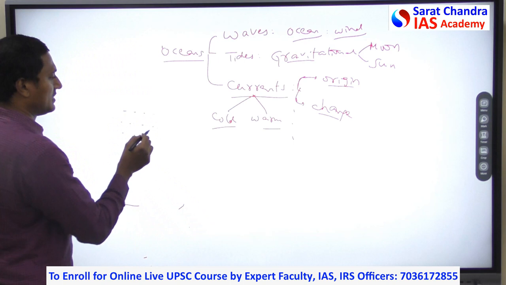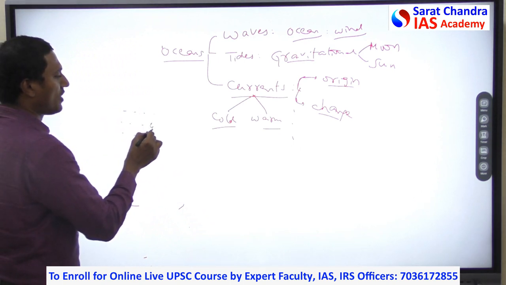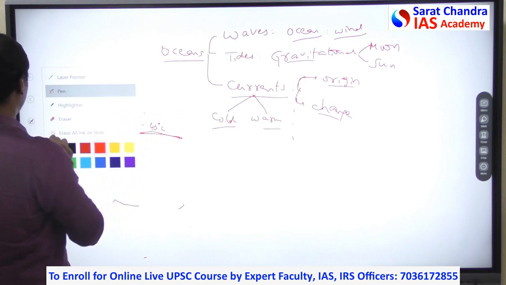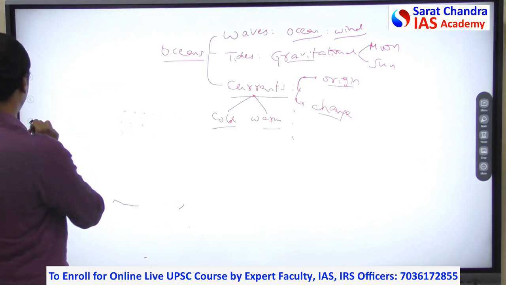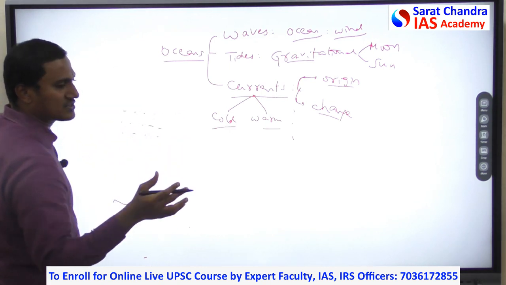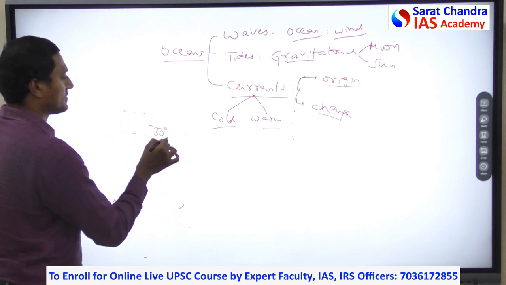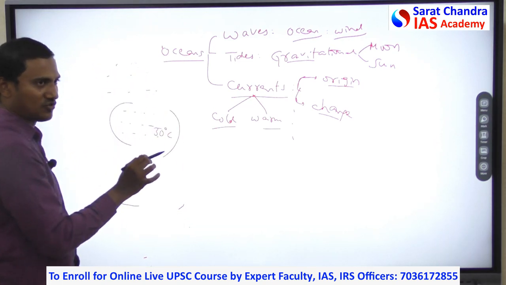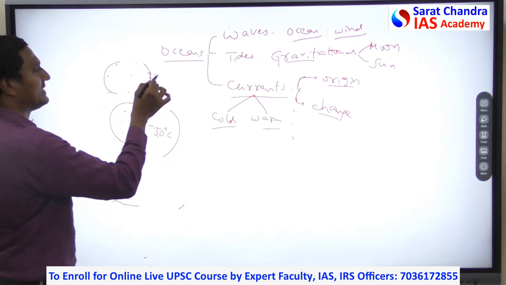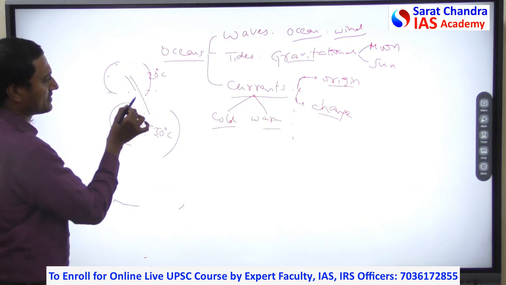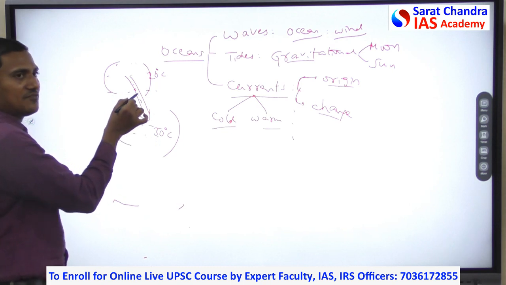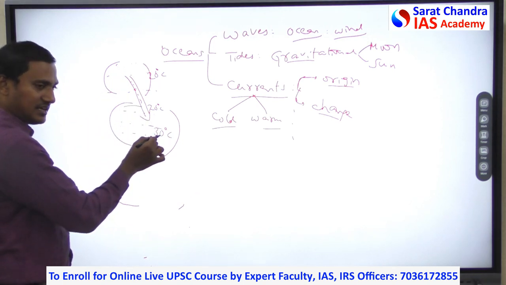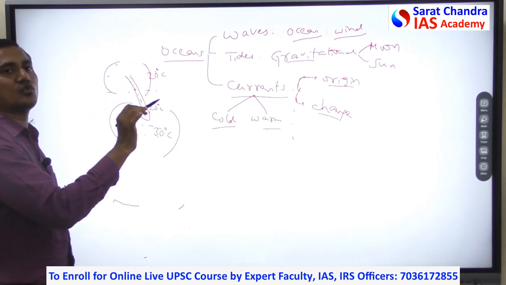let's say in this ocean, the temperature of the ocean water is 30 degrees centigrade. Now, this part of the ocean is 30 degrees centigrade, and this part of the ocean is 20 degrees centigrade. From here, one ocean current is coming here. As it came from this part of the ocean, its temperature will be 20 degrees. Now, as this ocean is 30 degrees and the current is 20 degrees, we call it a cold ocean current. Why is it cold?